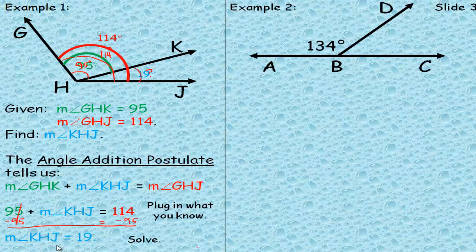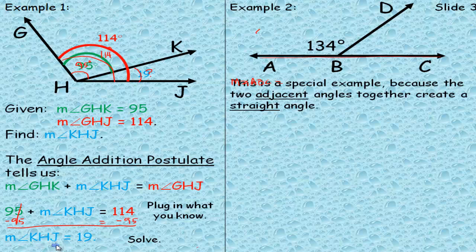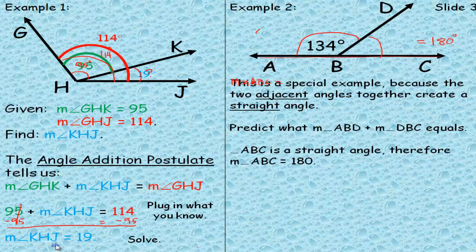Okay, let's look at this example. Now this one, notice, is a straight angle. This angle ABC, right here, is a straight angle. So already you should know what the measure of angle ABC is. Can you remember what the measure of a straight angle is? You should be able to identify that and know that. So it's a special example. The straight angle, remember, is equal to 180. So I can predict that the measure of ABD, this measure here, plus this measure here should equal a total of what? Since it's a straight angle, it should equal a total of 180 degrees. And then I have all I need to solve this problem.